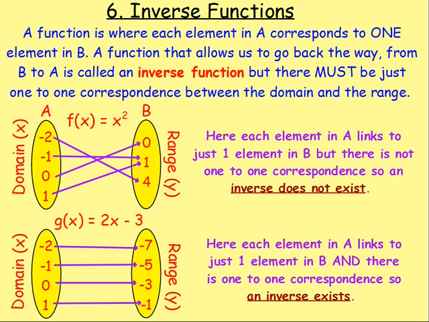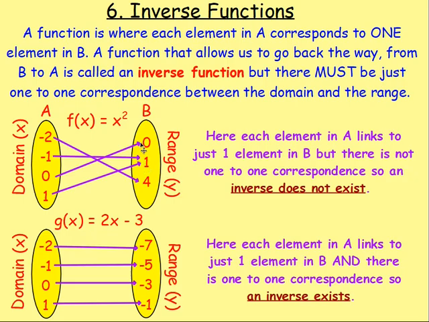After that, we looked at inverse functions. So what is an inverse function? Well, you know a function, first of all, is where each element in A corresponds to one element in B. A function that allows us to go back the way from B to A is known as an inverse function, and there must be one-to-one correspondence between the domain and the range. So you can see here every element in A links to just one element in B. So negative 2 links to 4, negative 1 links to 1, 0 just links to 0, and 1 just links to 1. So that's fine, it is a function.